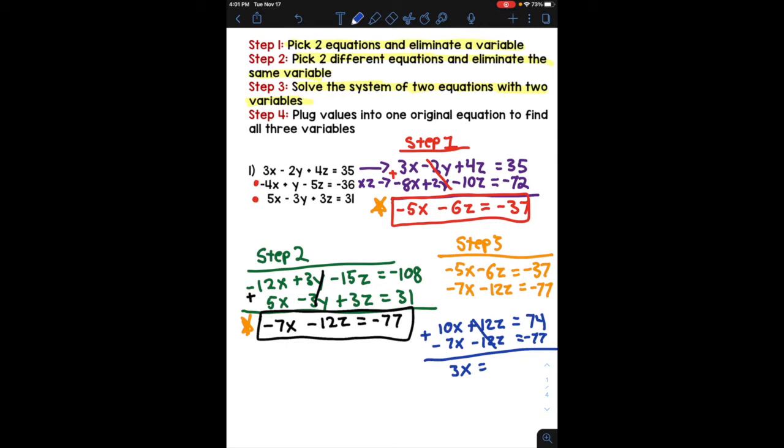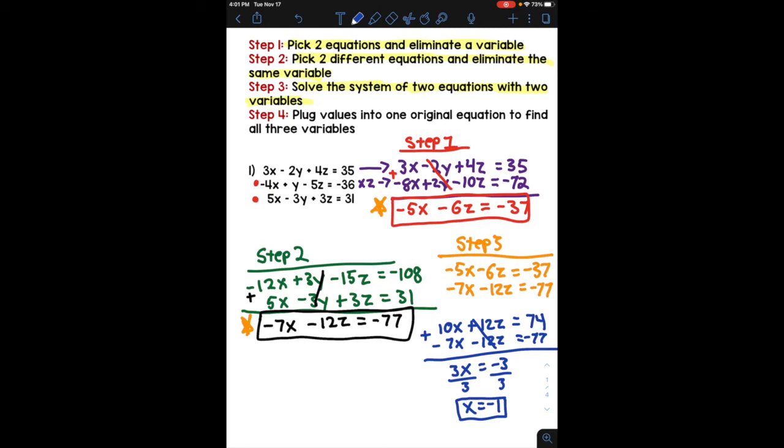And lastly, 74 plus negative 77 is negative 3. Now that I only have x, I could divide by 3 and get that x is negative 1. This is 1 out of the 3 variables we're looking for. Let's find the other 2.